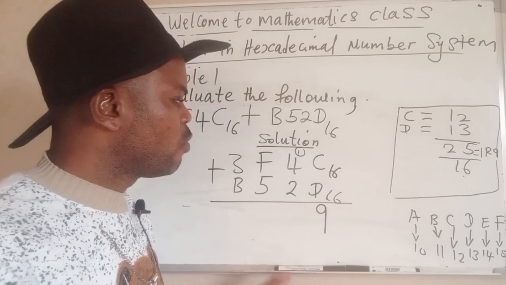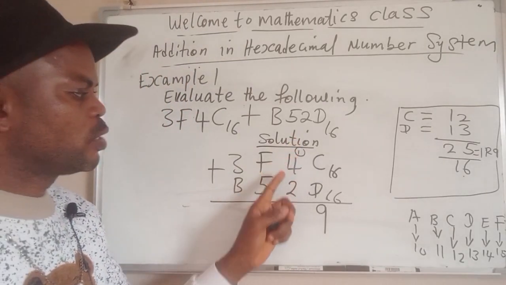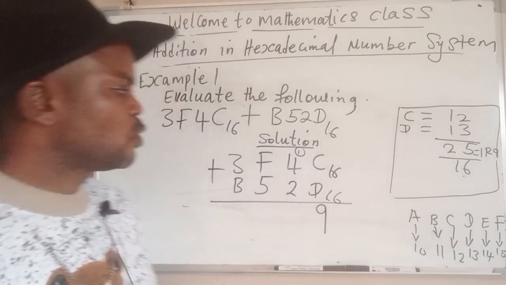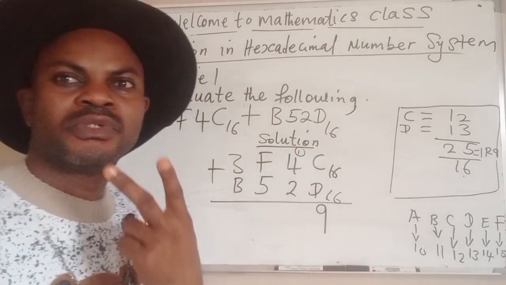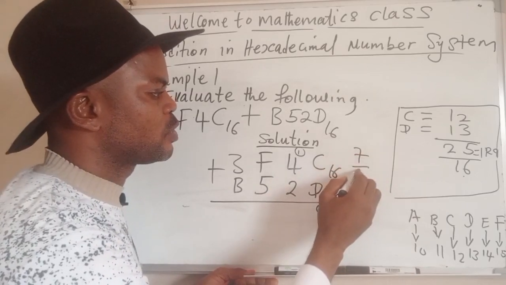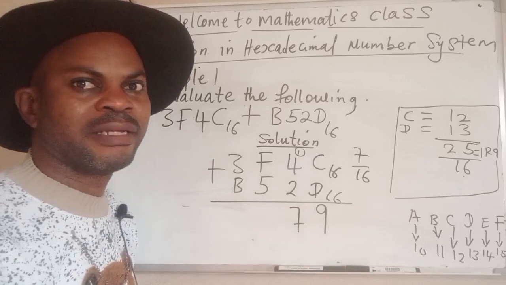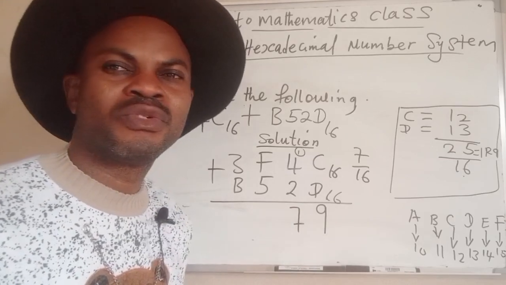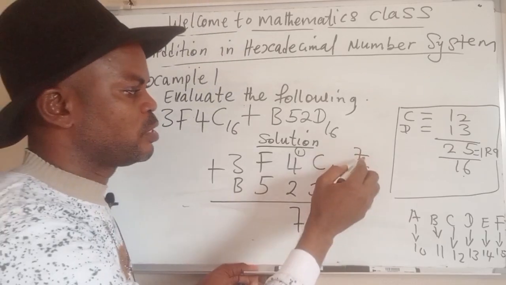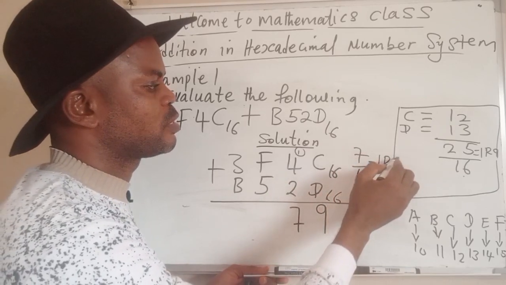When you carry 1 over to the next line, what will be your answer? You say 4 plus 2 gives you 6. So 6 plus 1 gives you 7. You have to divide the 7 by 16, but unfortunately the 7 is not up to 16, so you can write 7 down even without dividing. If you choose to divide, no problem.